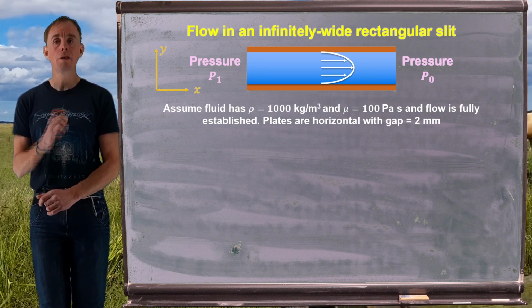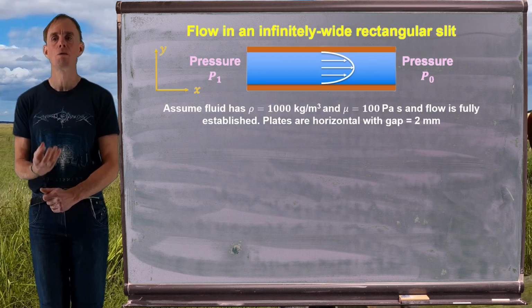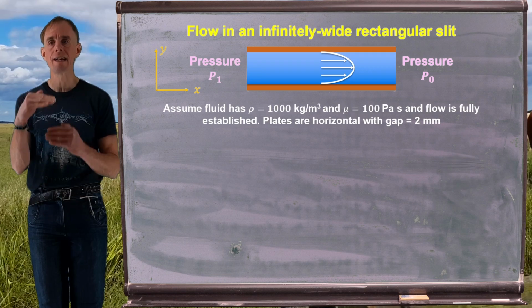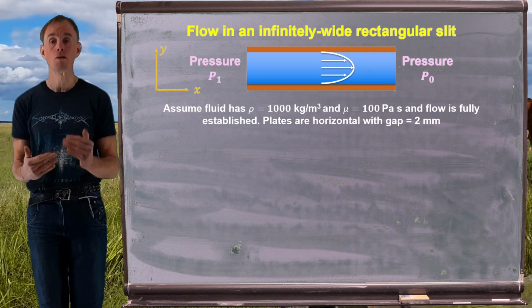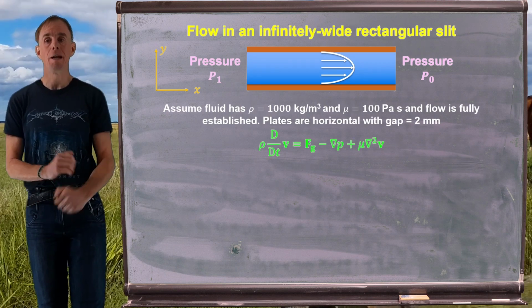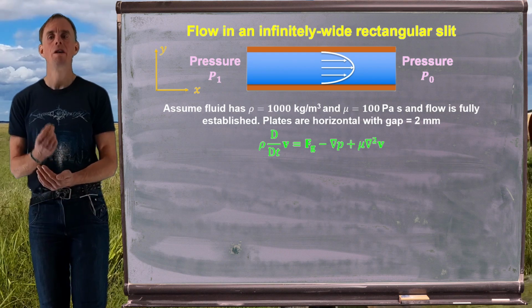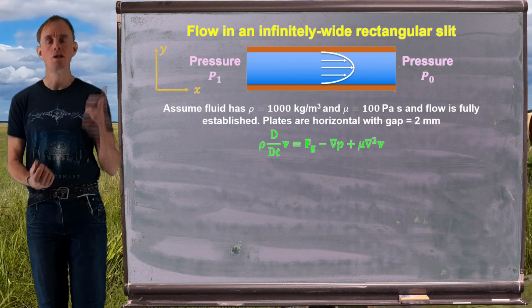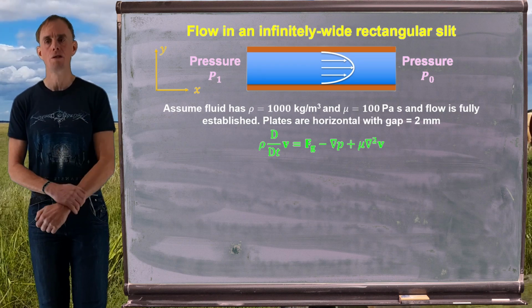We're going to assume the flow is fully established. That means the flow is at steady state and doesn't vary with time. And I'm going to say the gap between the top plate and the bottom plate is actually really small. It's about 2 millimeters. So, there on the blackboard are the Navier-Stokes equations. Now remember, step 1 of our workflow involved justifying setting that substantive derivative to 0. So that's what we're going to do now.